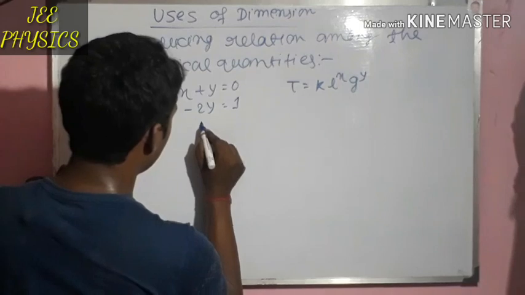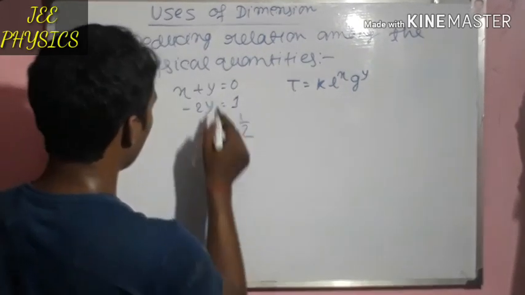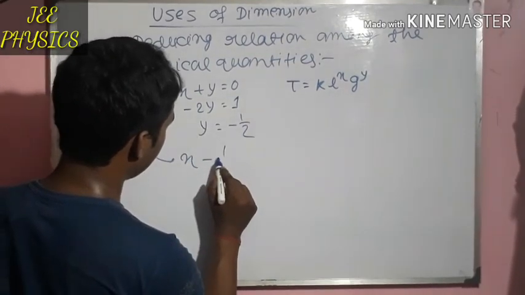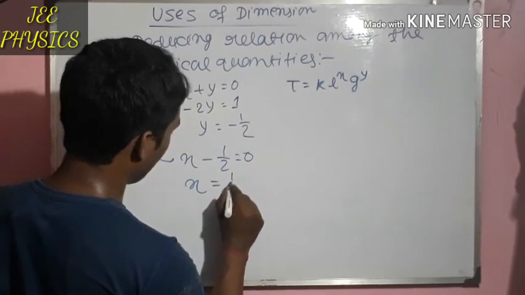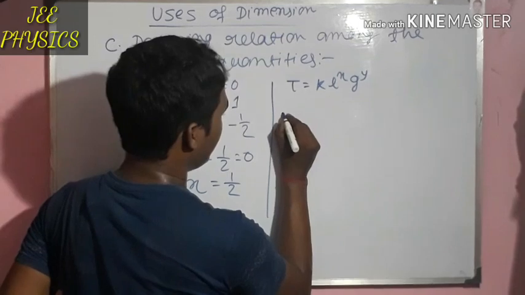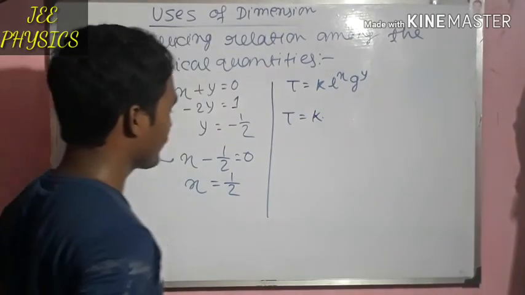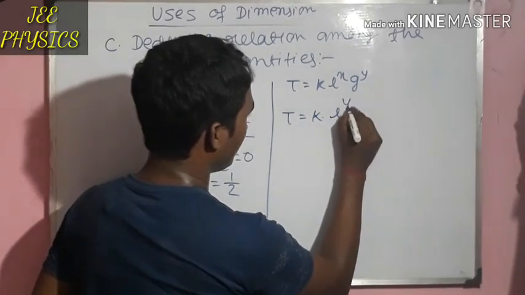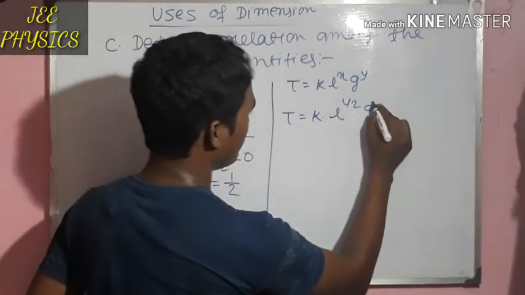Now from here y is minus half. Put y equal to minus half in this equation, we get x minus half is equal to 0. That means x is equal to plus half. So here we get t is equal to k L to the power x, that means L to the power half, g to the power y, that means g to the power minus half.